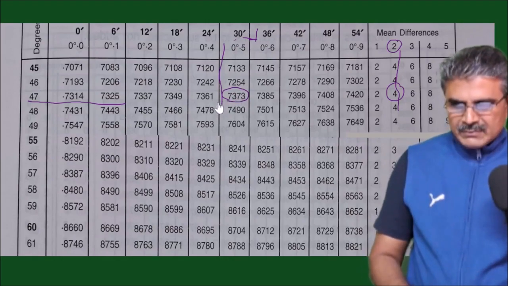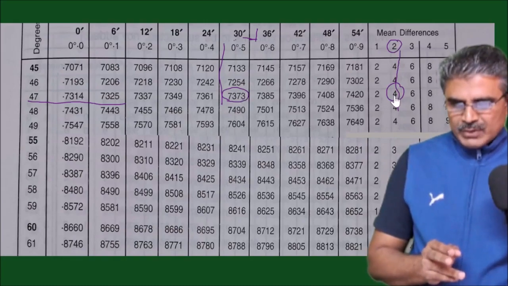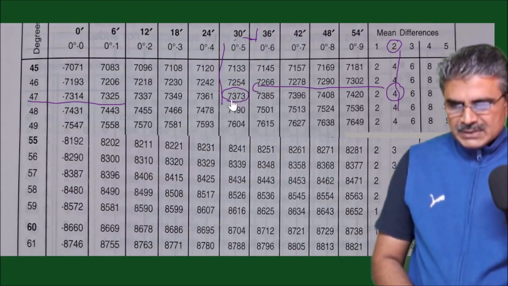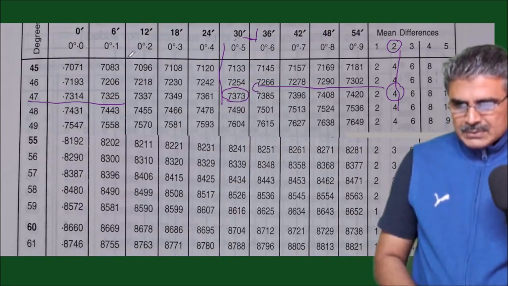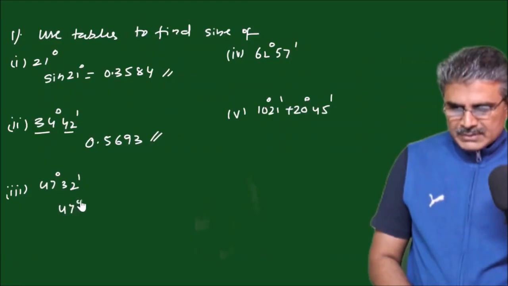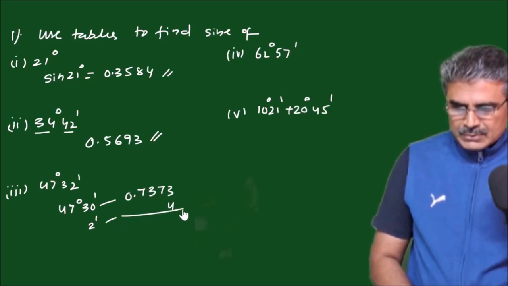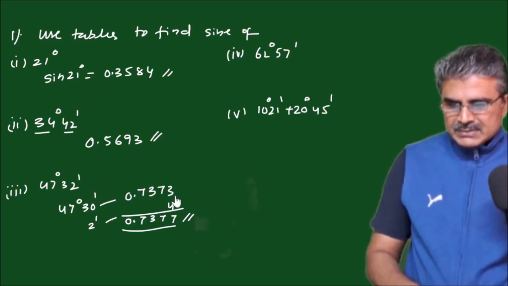7373 is 47 degrees 30 minutes, and after that another 2 minutes are there. So for the 2 minutes we have 4. If you add this 4 to here, you will get 73 plus 4, 77. So 7377 is the value for that angle. We will write it down right now. So for 47 degrees 30 minutes we have 0.7373, and another 2 minutes is there. Under mean difference we got that value as 4. So the answer is 0.7377, the sine value for this angle.